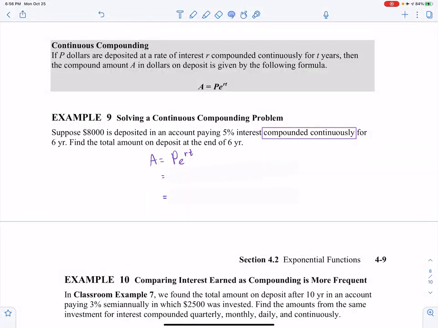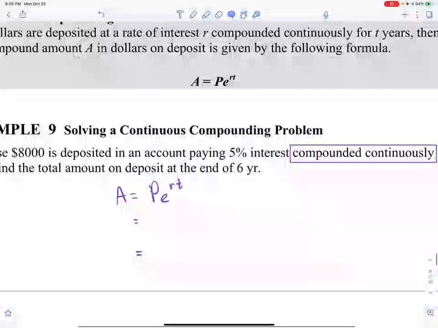And what you see here is I still have P dollars. This is still my initial amount. I still have my interest rate that we're still going to write as a decimal. I still have my time measured in years. And I still have my future amount that is called A. The only thing that's different here is that I have this 2.718 number in my formula.